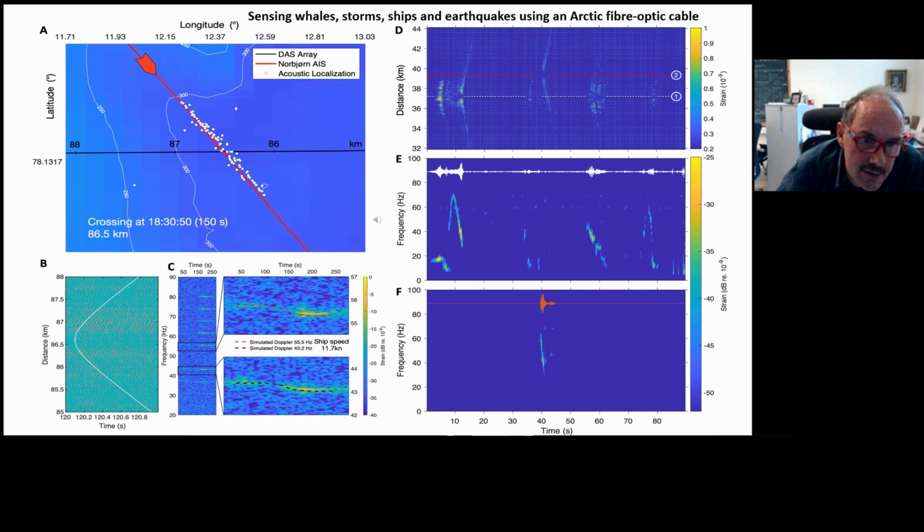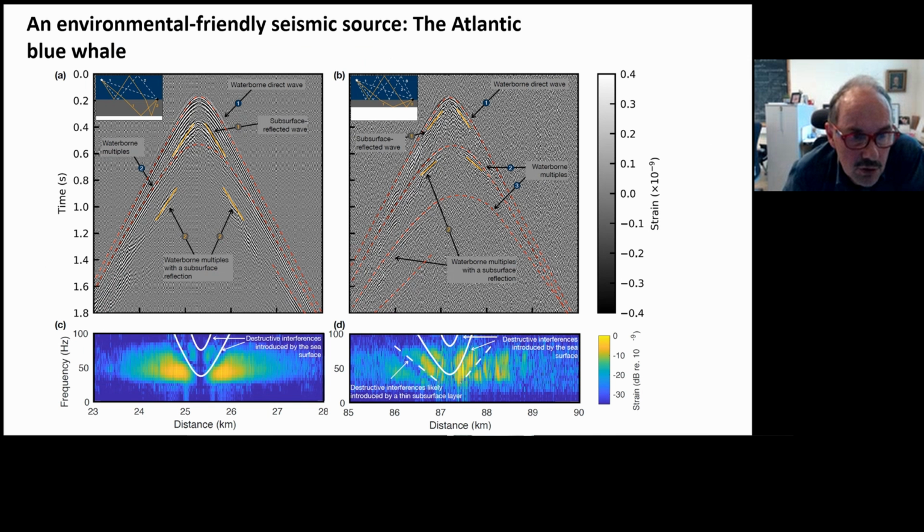What we see here is the spectrogram of a blue whale call, and we see several of them here. We can even do better. We can make seismic shots of this by using interferometry. To the left here, we see one whale call that is at a distance of approximately 25 kilometers, and another one that is at 87 kilometers. And then we can identify the direct arrival, but also reflections from the subsurface.